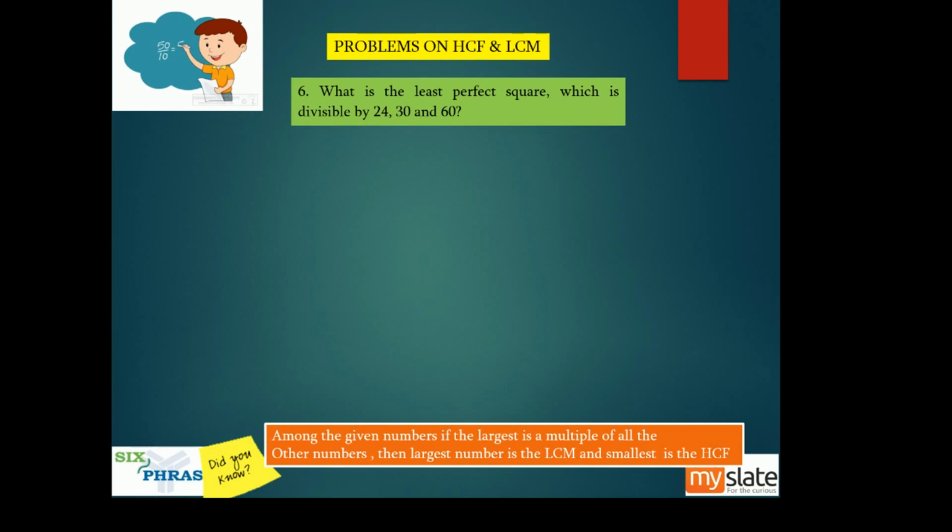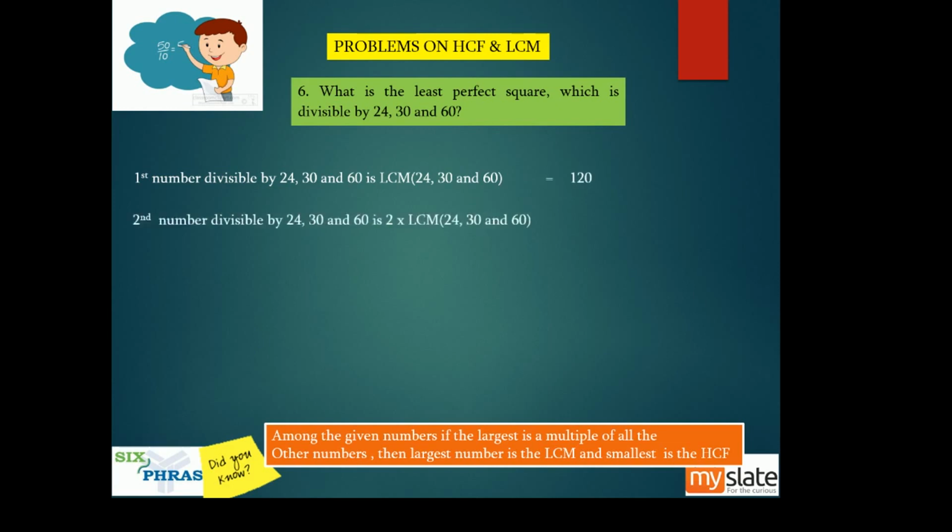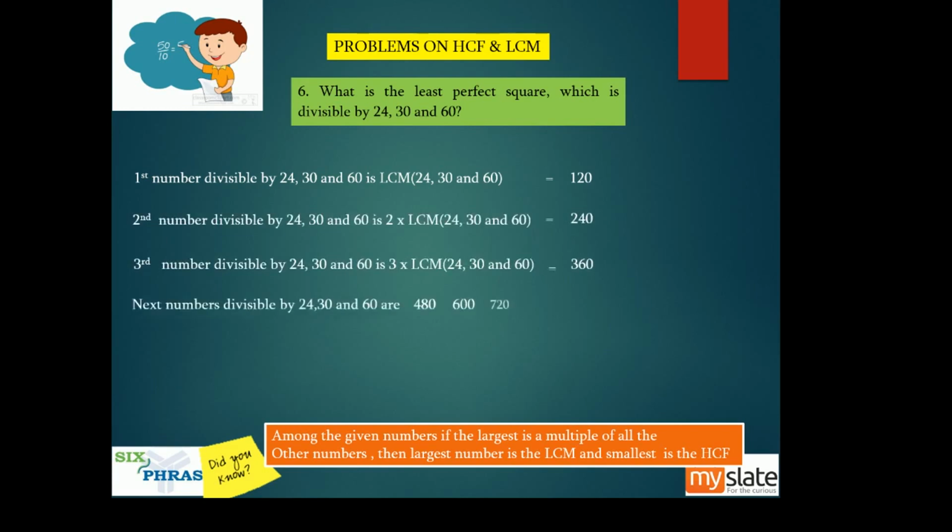For this, first you have to find the LCM of 24, 30 and 60, because that is the first number divisible by 24, 30 and 60. So it comes to 120. Now the second number will be 240. The third number will be 360. The fourth number will be, it goes on like this, right?